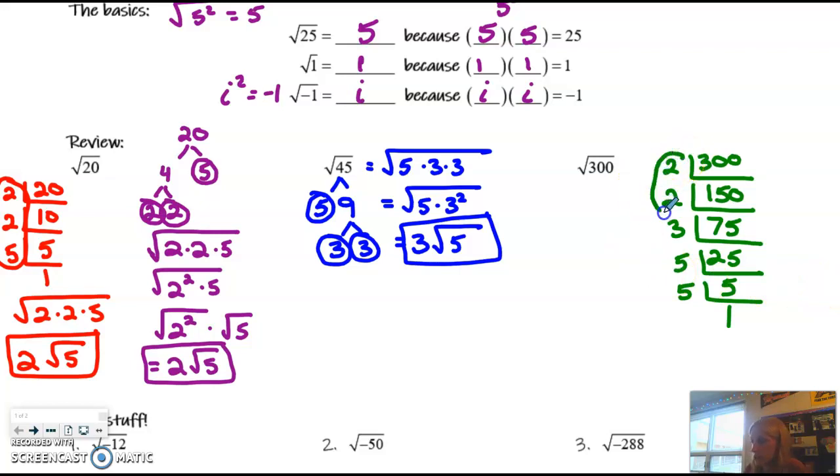Now if I take my shortcut and I say, hey, here's a pair of 2's, here's a pair of 5's, the outside is going to have a 2 and a 5, and the inside is going to have the 3 that had no buddies. So I multiply these numbers together, and I get 10 root 3.